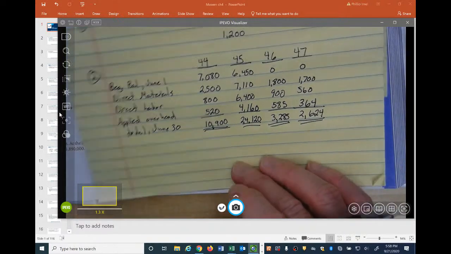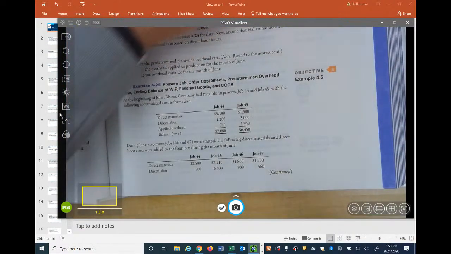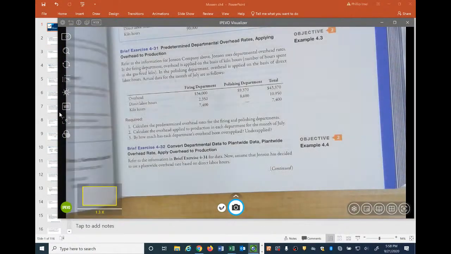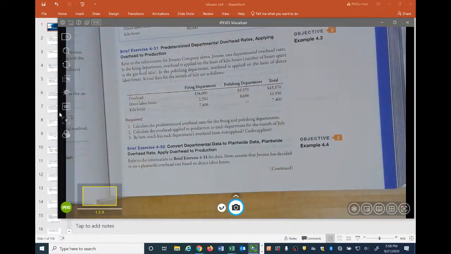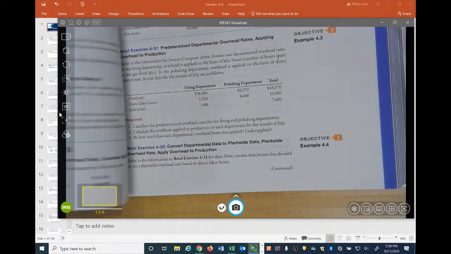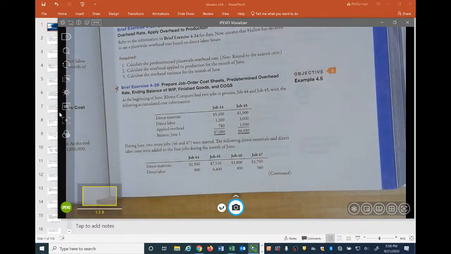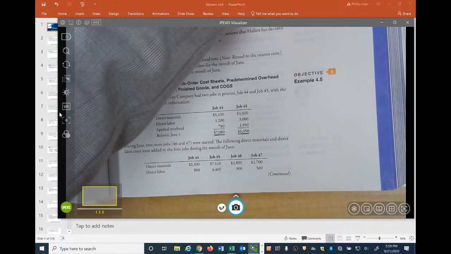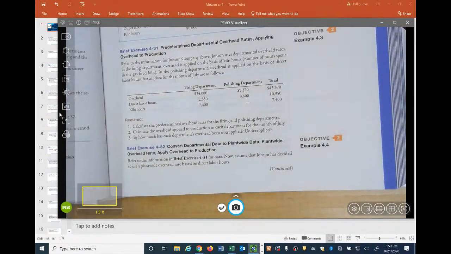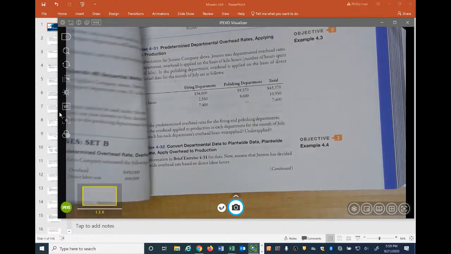Okay, what's the third part asking us for? It says calculate the ending balances of work in process and finished goods as of June 30th. Sorry. Calculate ending balances of work in process and finished goods as of June 30th.